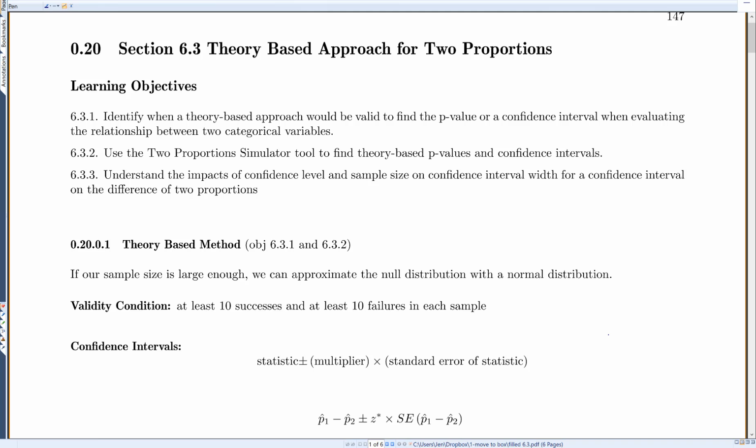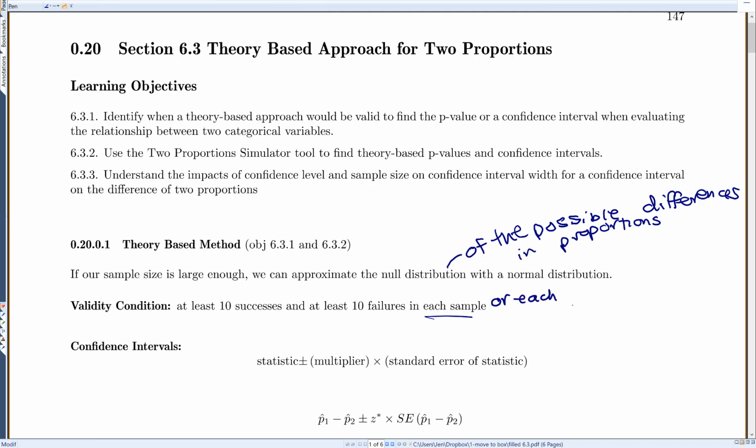If our sample size is large enough, we can approximate the null distribution of the possible differences in the proportions. We can take that null distribution of all the possible differences in the proportions and approximate it with a normal distribution. To do this, though, we need a big enough sample size for the central limit theorem to actually work. So the validity condition is we need at least 10 successes and at least 10 failures in each sample or each group, depending on how you want to think about it. Just like when we did one proportion, we need at least 10 successes and 10 failures, but now you need it in each sample or each group.